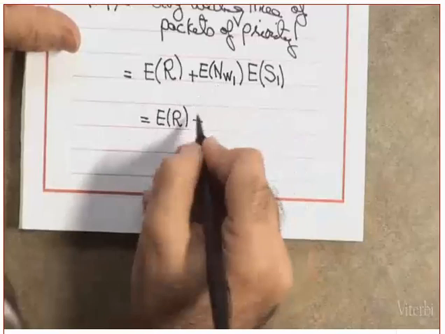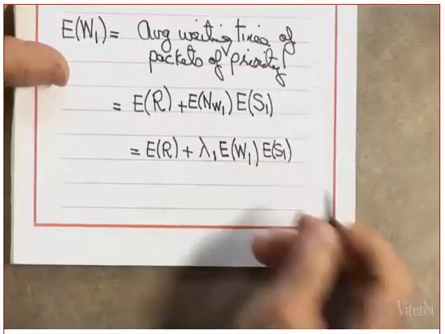What is E of R? We will calculate plus. What is E of NW equal to? Can you zoom back, please, a little bit? Thank you. What is U equal to? E of NW. E of NW is the average number of packets of higher priority waiting to be served.